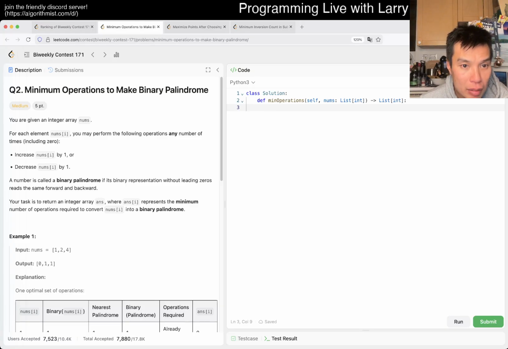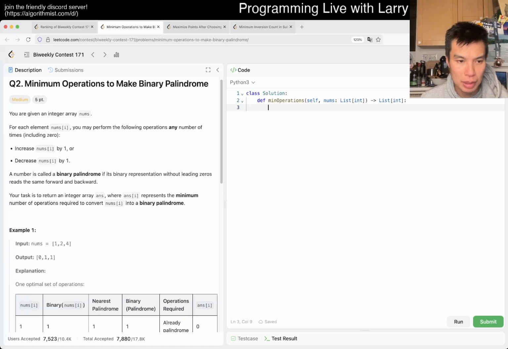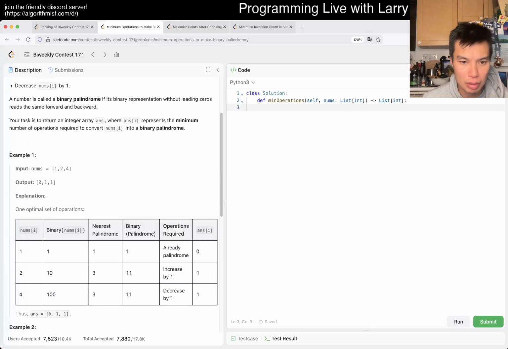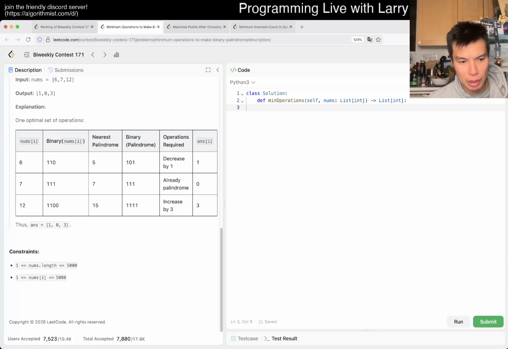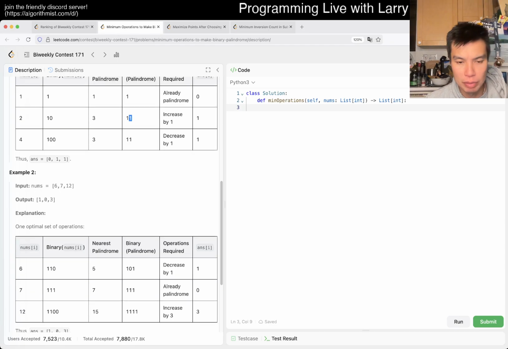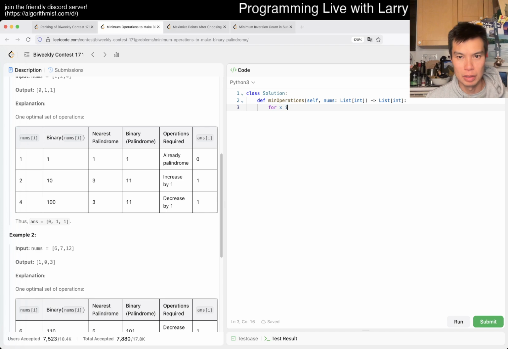Okay, increase numbers by 1, decrease by binary. Okay. Num sub I. Okay. So okay. That seems pretty straightforward. It's just the number of deltas, right? Divided by 2 or something, right? Something like that, right?